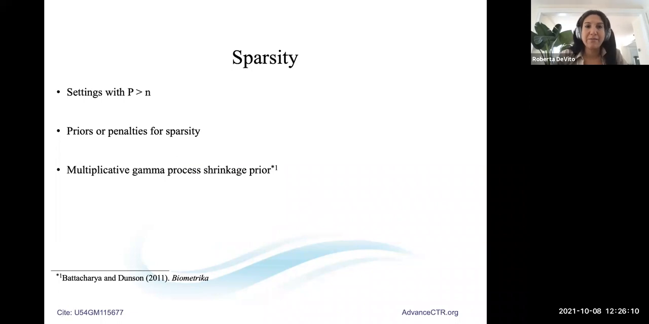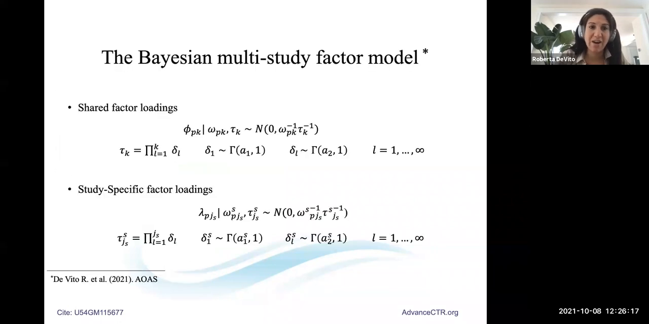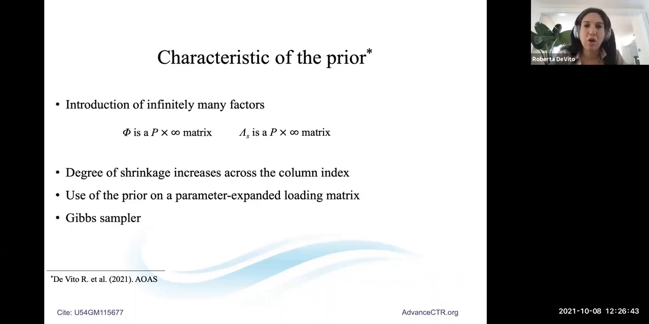So what I use here is a multiplicative gamma process shrinkage prior, that is a prior coming from Bhattacharya and Dunson. This prior shrinks all the elements in the loading matrix toward zero. And actually the sparsity in this matrix increases as the column index increases. And so these are the characteristics of the prior.